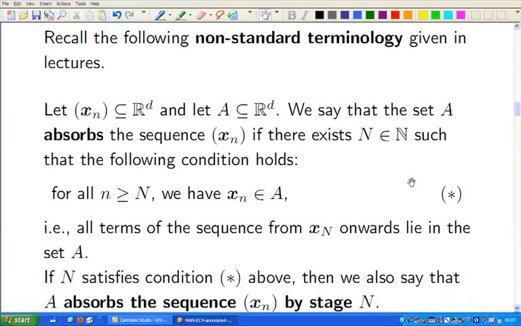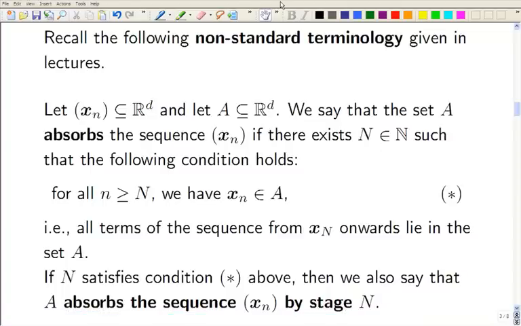So in lectures, I introduced this non-standard notion of absorption, saying that a set absorbs a sequence if, from some term onwards, every term of the sequence is stuck inside the set. So some people say the sequence is eventually stuck inside the set, or the terms of the sequence are eventually in the set, or only finitely many terms of the sequence are outside the set, that sort of thing. But the nice thing about making the set the subject of the sentence is you can say the set absorbs the sequence, and that will help a bit later, as we'll see.